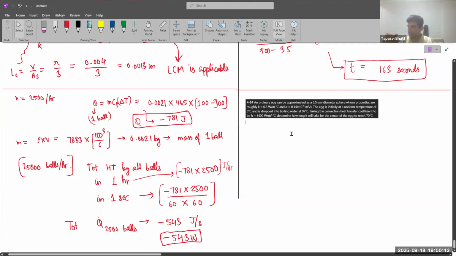So an ordinary egg can be approximated as a 5.5 centimeter diameter sphere whose properties are roughly K, and alpha. I don't know why we have alpha here, because there was no need of alpha in the previous question as well. The egg is initially at a uniform temperature of 8 degrees Celsius and is dropped into boiling water at 97 degrees Celsius. Taking the convection heat transfer coefficient to be h equals 1400, determine how long it will take for the center of the egg to reach 70 degrees Celsius.